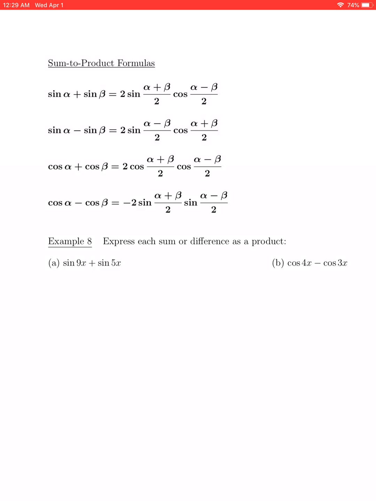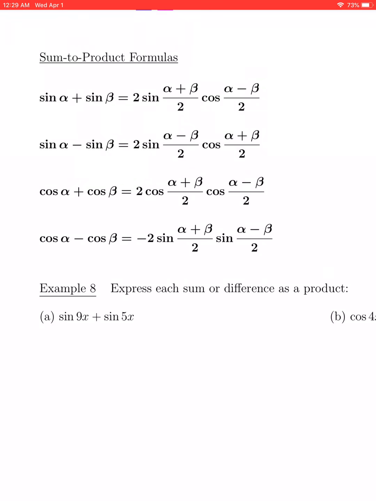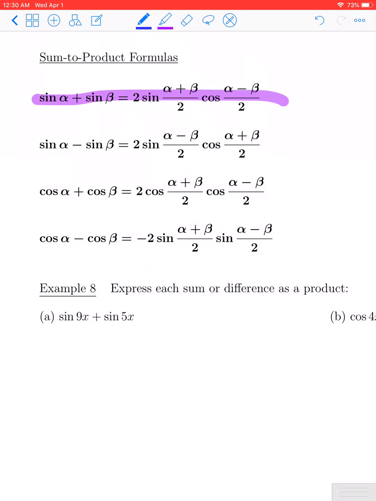In example 8, we want to get some practice with these. We were asked to express each sum or difference as a product. The first one is the sine of 9x plus the sine of 5x. So we have the sum of two sines, which means we're going to want to use the very first one.